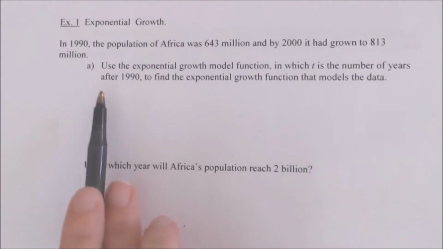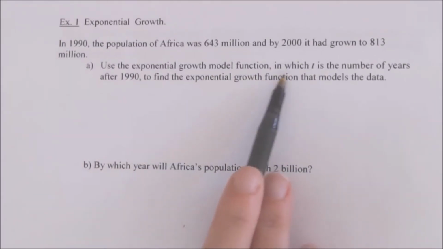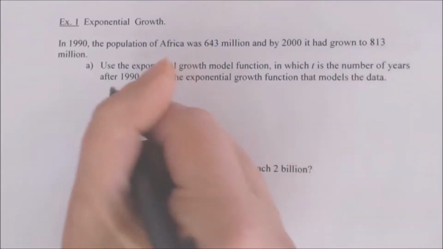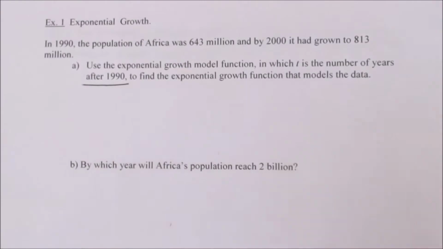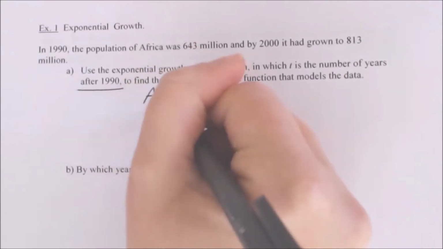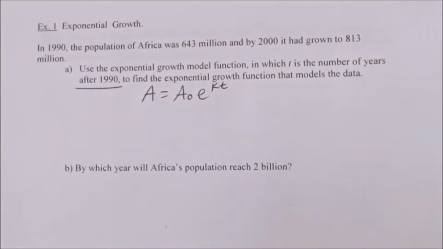813 million. So it says use the exponential growth model function, so the formulas we were just looking at, in which t is the number of years after 1990 to find the exponential growth function that models this particular data. Okay, so let's write the formula down. It's A equals A naught e to the kt. That's the formula. And so our job is to fill in A naught and k. T and A are going to be variables in the equation, but we need to find A naught and k.